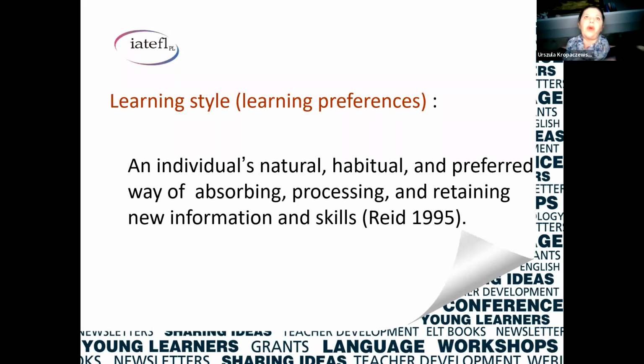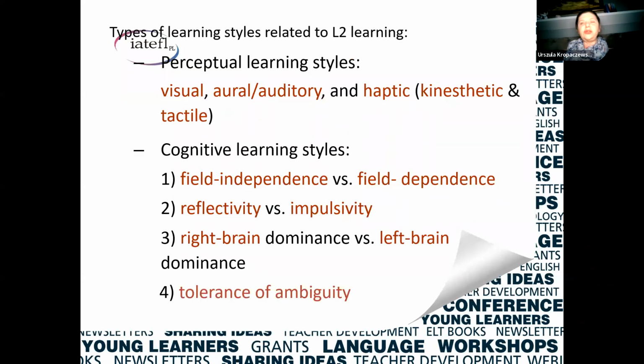I think that both teachers and students should know something. Students should know something about learning styles they represent, but teachers should know a lot about learning styles. And today I would like to talk a little bit about cognitive learning styles first. So I will talk about field independent and field dependent learners. I will talk about reflective and impulsive learners. I will talk about the brain, which is my favorite thing to talk about.